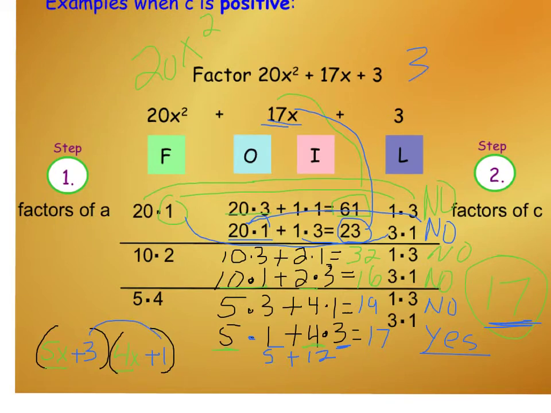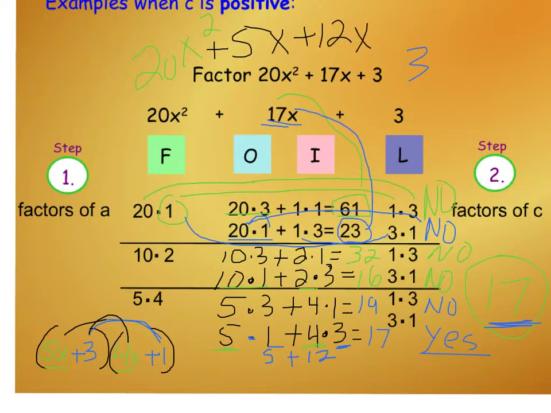So that worked. Now we need to get our middle. Now our middle is going to be 5 plus 12 is 17, and let's see if we have that. So 5x multiplied to 1 is 5x. And now I have to do 3 multiplied to 4x, and that equals 12x. So now I have my 12x.